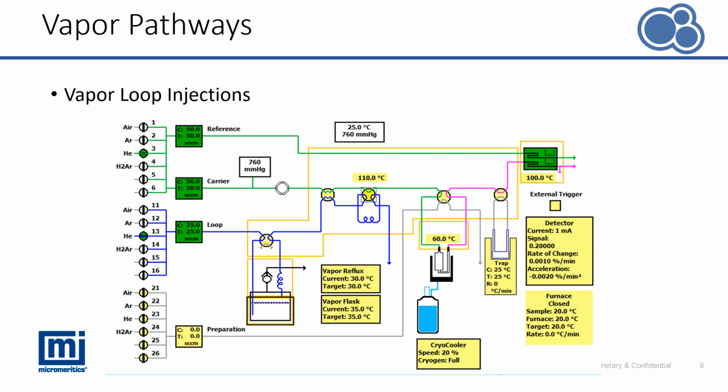Here is a demo schematic that shows how vapor loop injections are performed. There are 3 gas pathways actively flowing. In this example, helium flows through a carrier and a reference path. The reference path goes unaltered to a reference filament, as shown here.